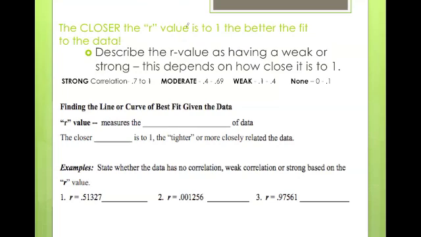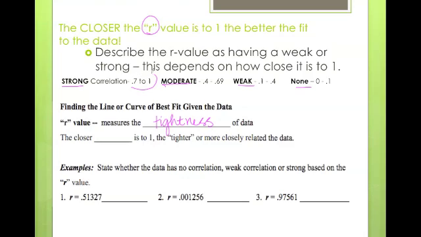I've already mentioned R values, but I haven't defined it yet. The R value basically measures the tightness that the data fits to a graph. And the closer it is to 1, or really negative 1, the better the fit to the data. It means the tighter it falls to that line or that curve. And you kind of grade it as being either strong, moderate, weak, or none by these little categories.